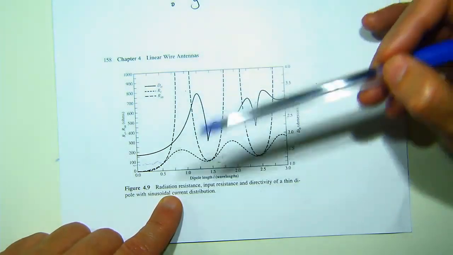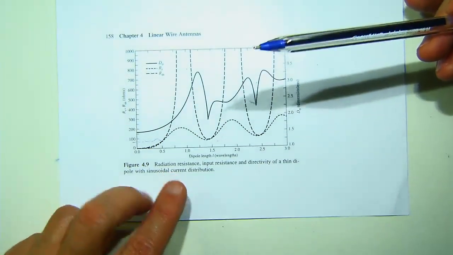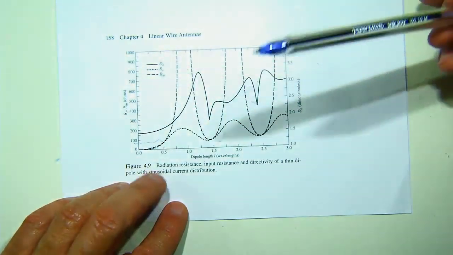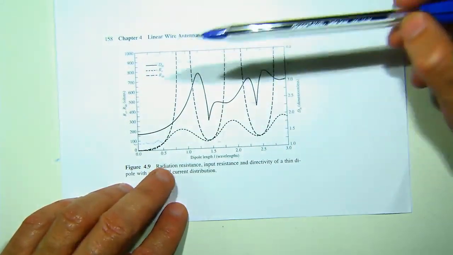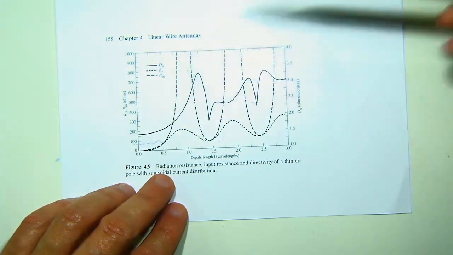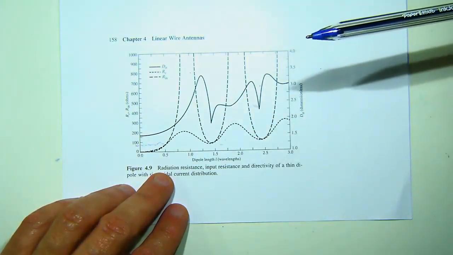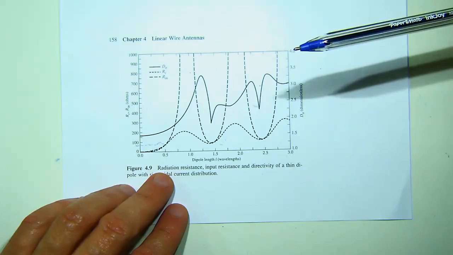But nonetheless, it's important to be able to see all this and see how the radiation resistance, the total input impedance, and the directivity of a dipole varies with the length of that structure. Okay.